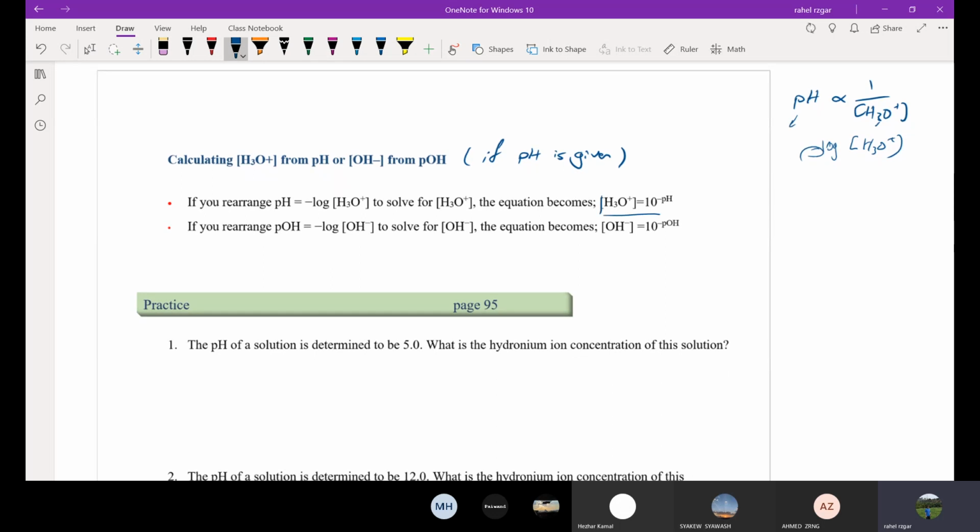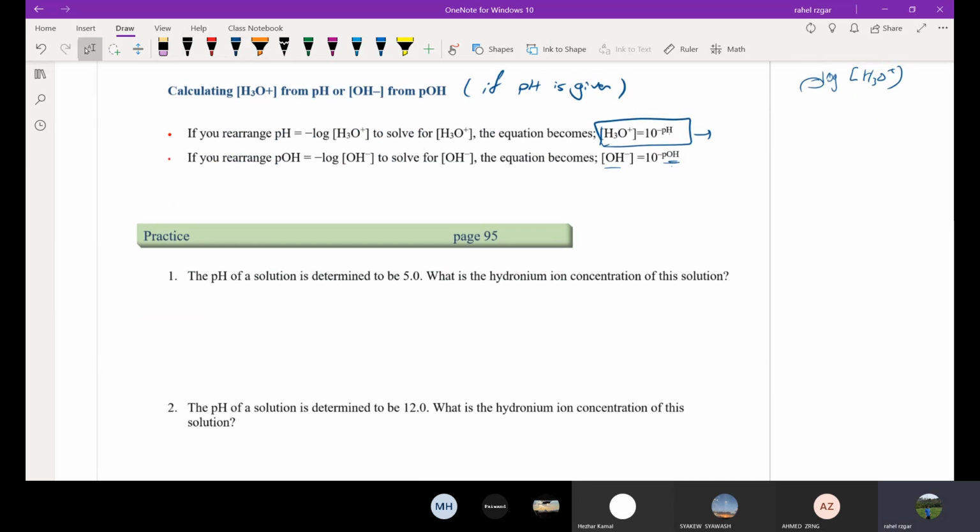And then this is the rule. Okay, this is the rule. This is the most important one. This one is more important than the other one because you can find anything. Even if pOH is given, you can find OH then convert it to H3O, or you can convert pOH to pH then find H3O. It doesn't matter.